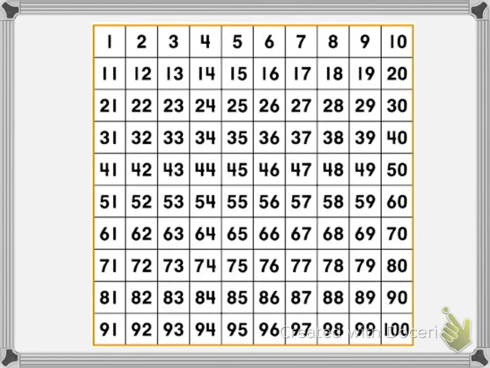Okay. So here I have a chart that lists all the numbers from 1 to 100, and we call this a hundreds chart. What I'm going to do is we're going to read the numbers out loud, and I want you to read the numbers with me as we go across the chart. Okay, so here we go.